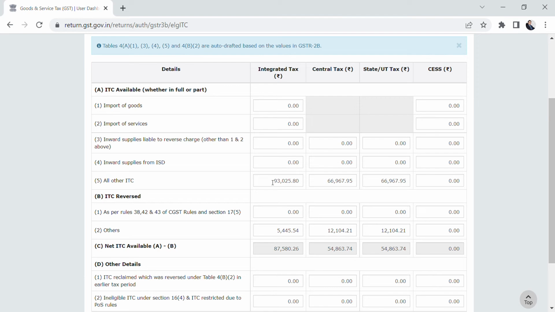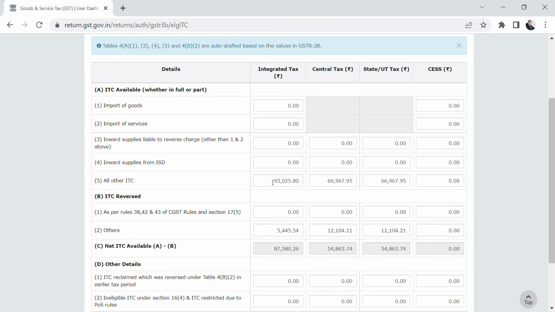For example, the payment is not made within 180 days, or the invoice has been received but goods are not actually received, that amount we have to reverse. And rule 42, 43, and 17.5, they are talking about the permanent reversal of ITC due to blockage of ITC, due to usage on account of personal nature, etc., etc.